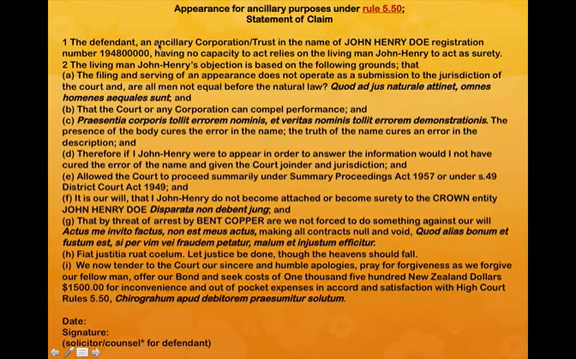The defendant, an ancillary corporation, okay, subordinate. There we go, subordinate corporation trust in the name of John Henry Doe, registration number. Now you want to put your birth certificate number there. Having no capacity to act, relies on the living man John Henry to act as surety. The living man John Henry's objection is based on the following grounds: that the filing and serving of an appearance does not operate as a submission to the jurisdiction of the court, and are all men not equal before the law, before the natural law?